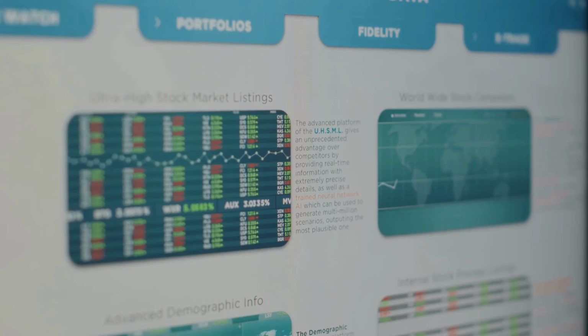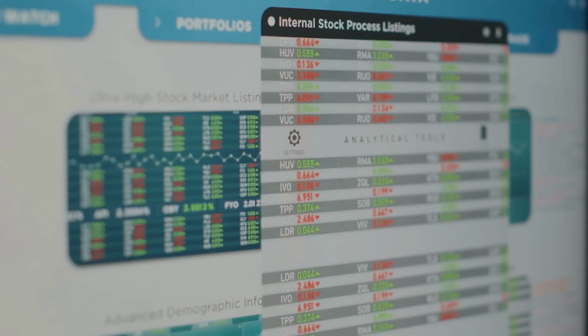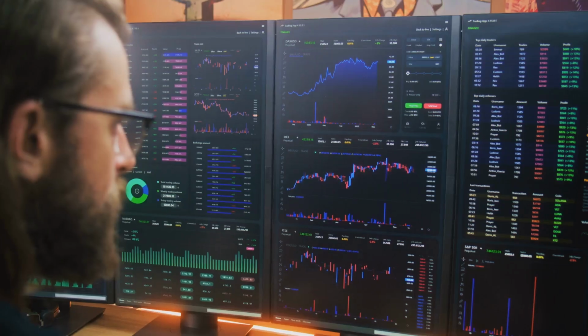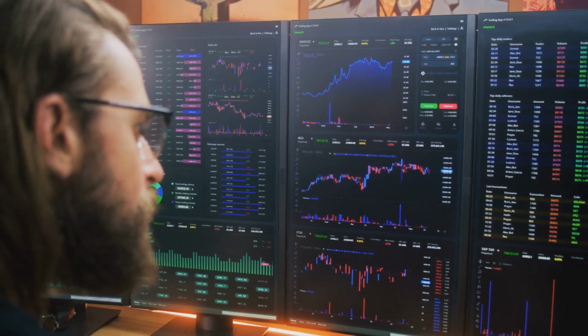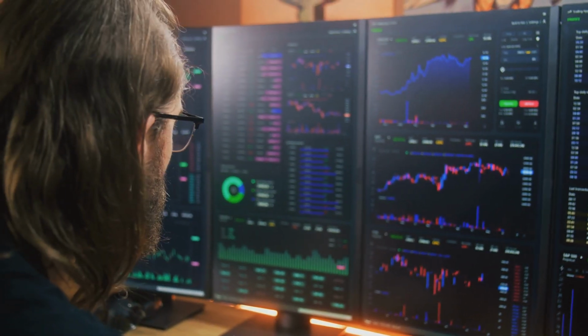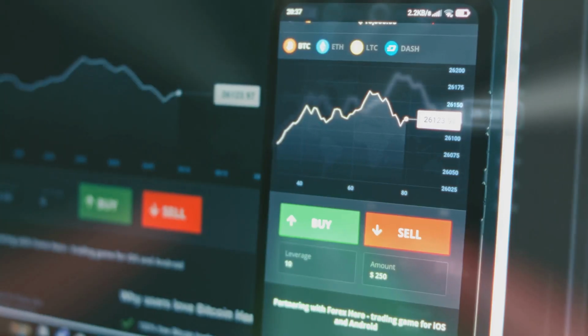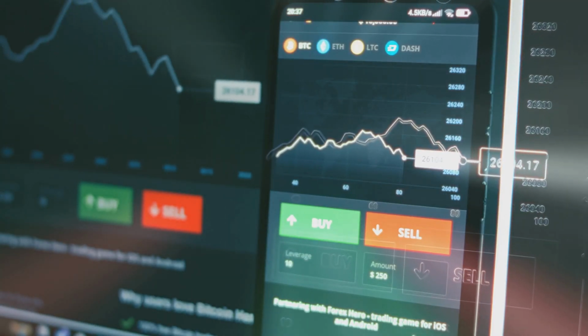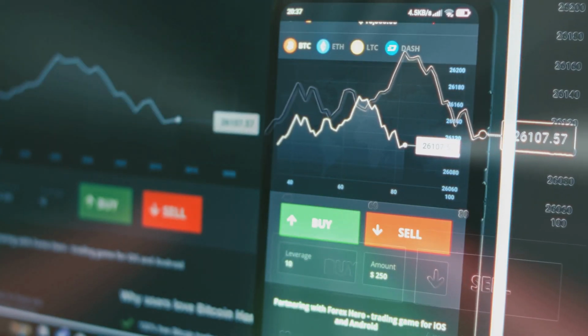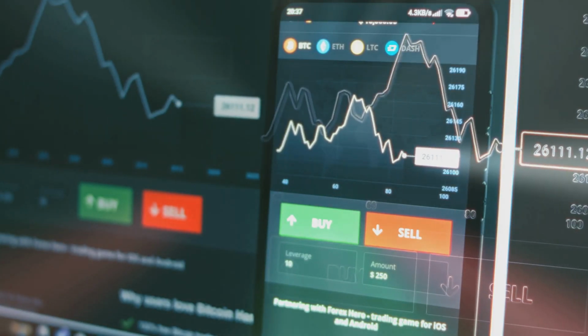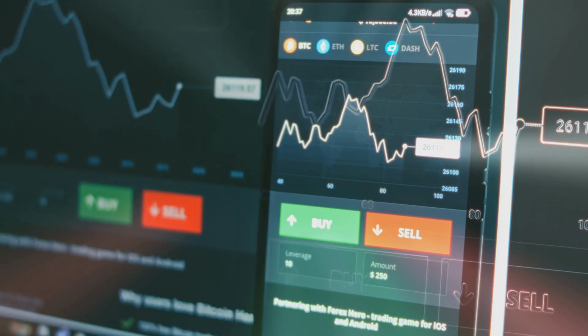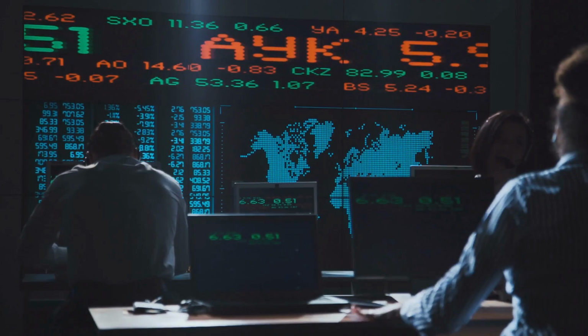What is Level 2 data? Level 2 data is a tool that shows real-time bid and ask prices for a stock. It allows you to see the depth of the market, the number of buy and sell orders at different price levels. For example, if you see many buyers at $100 and sellers at $101, the stock might fluctuate between those prices.